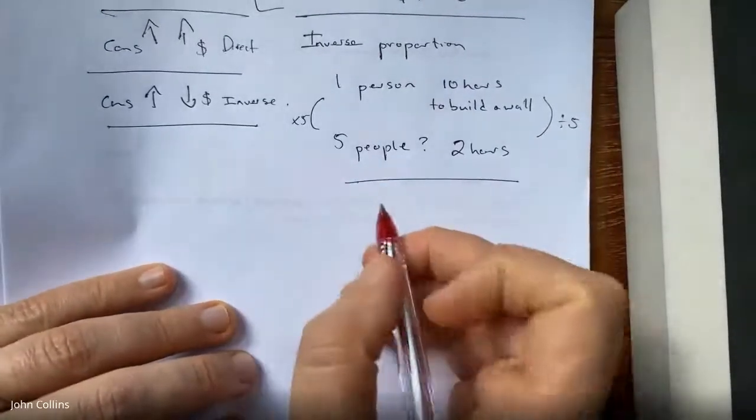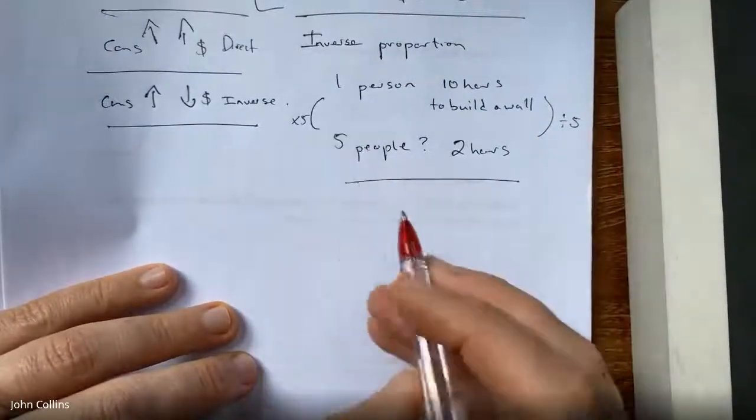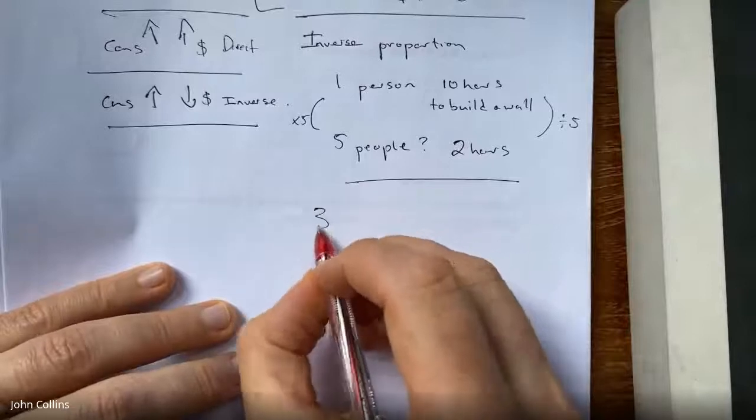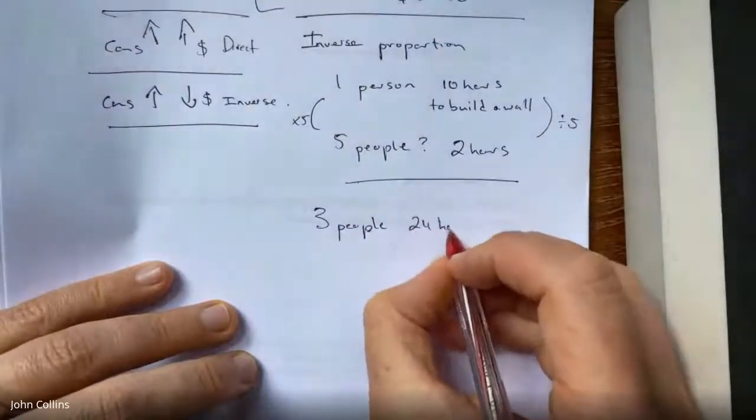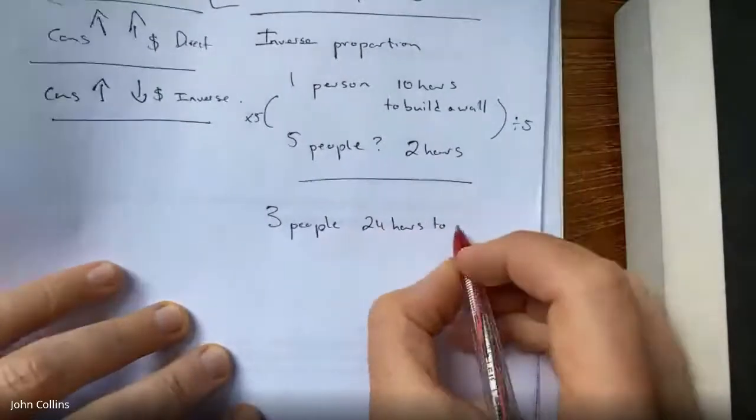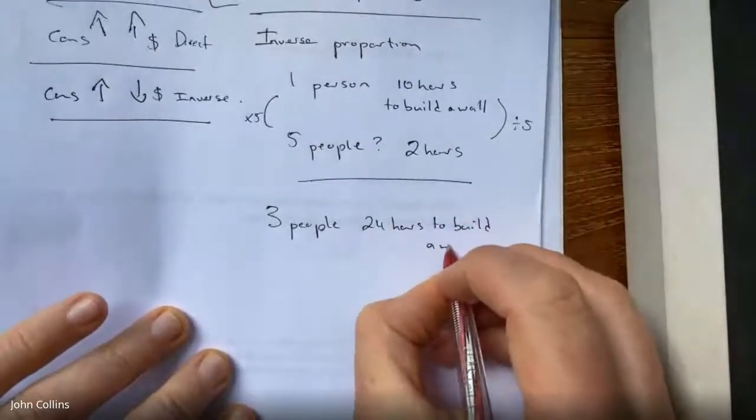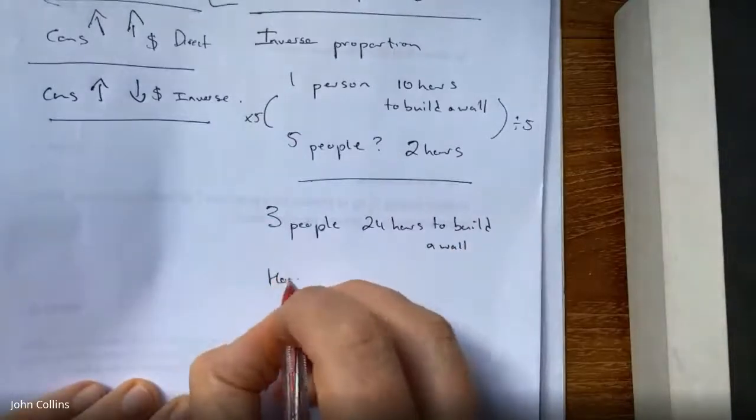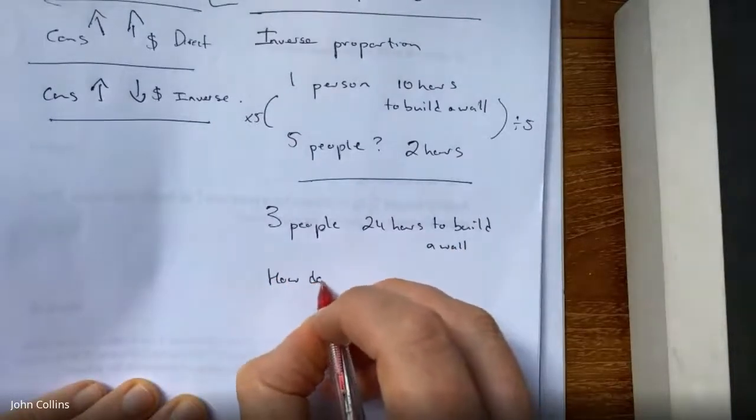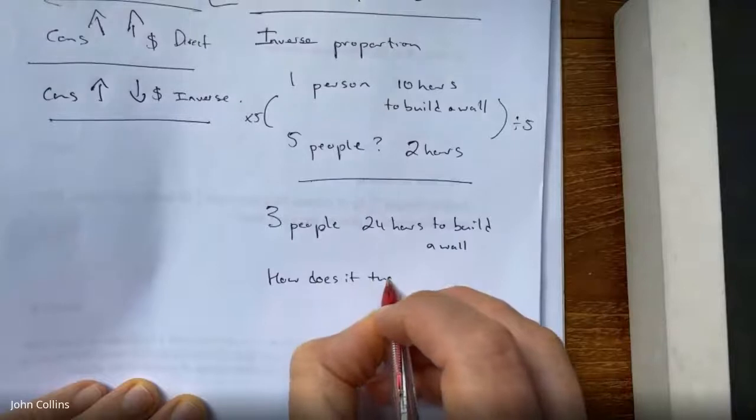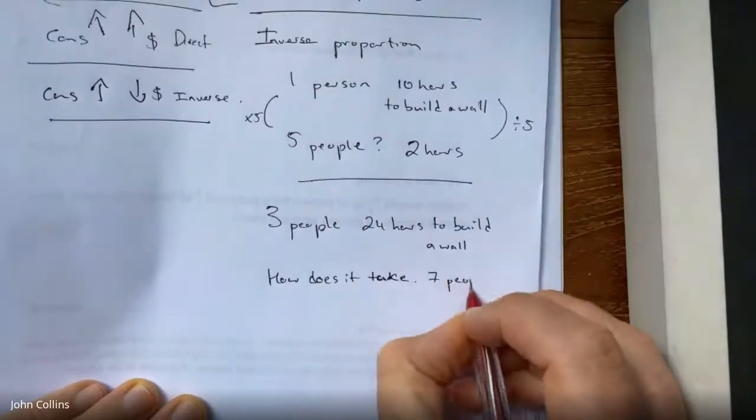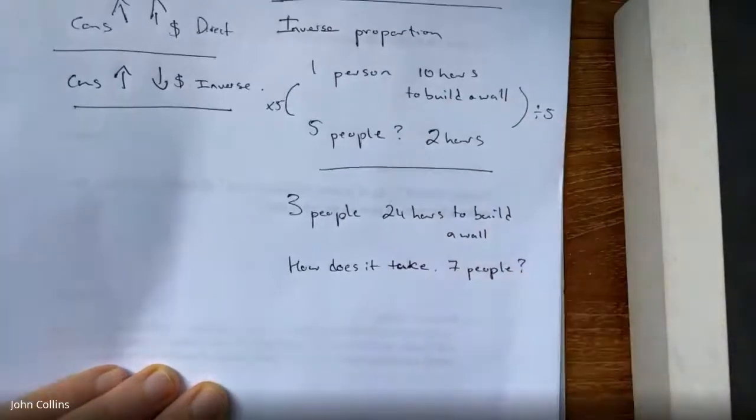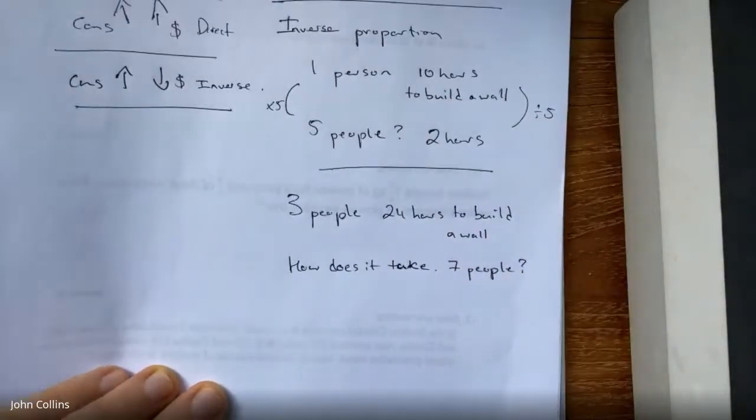Okay, this can become more complicated when we're not given one person. So let's say it takes 3 people 24 hours to build a wall. It's always a wall. How long does it take 7 people? Once again, if you can get this one, type the answer in the chat.